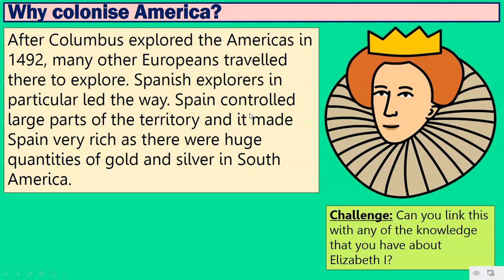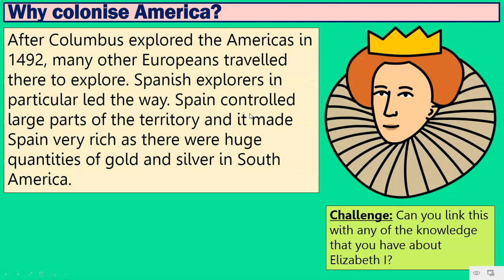And one group that did that really successfully were the Spanish. They controlled huge territories, particularly in South America. And it made Spain very, very rich because there were huge quantities of gold and silver that they could trade. So English monarchs see this wealth and they want to begin to imitate that success.